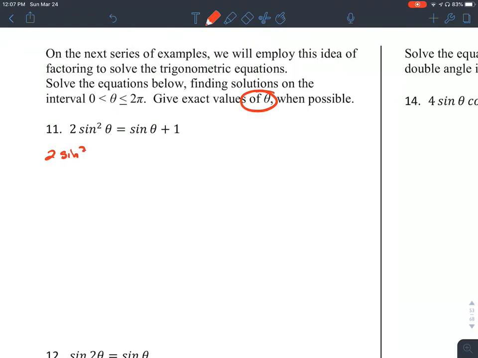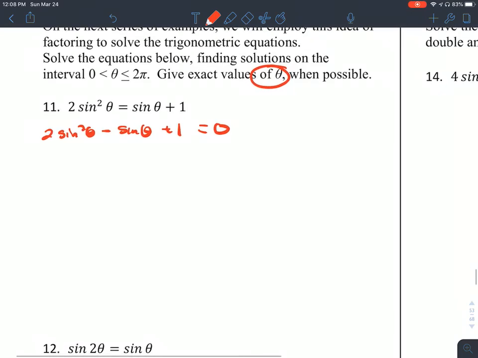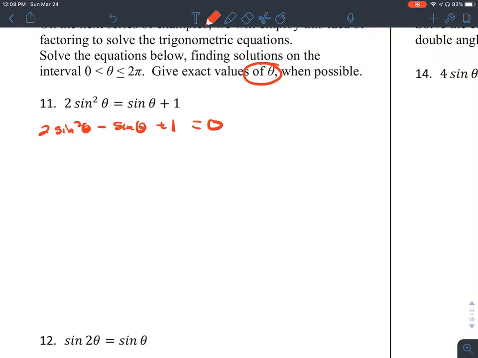So let's say we have 2 sine squared of theta minus sine of theta plus 1 equals 0. When we factor, we know all the terms are on the same side, so it's equal to 0. This is a trinomial. It's not a perfect square trinomial. I'm going to split the middle term and factor by grouping. To do that, I need to multiply to get the first term times the last term, which is going to be 2 sine squared of theta times 1, which is just that. Add to get the middle term. What numbers do you think are going to work for that?